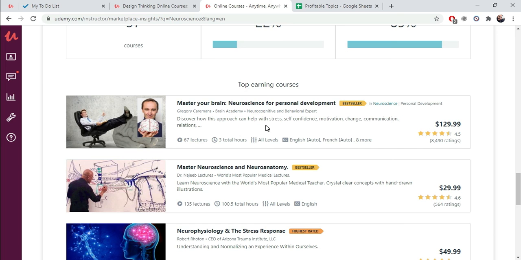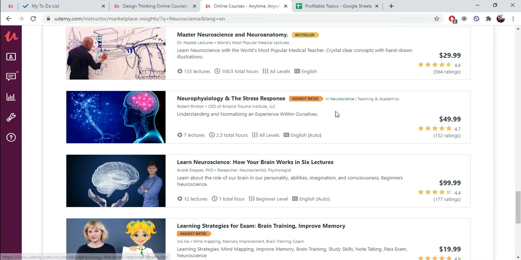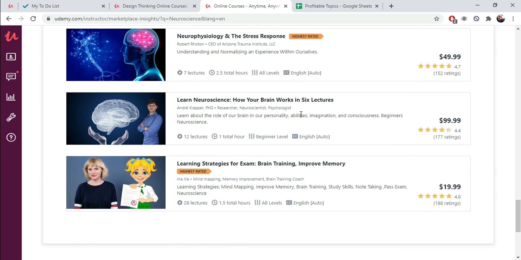Okay, discover how this approach can help with stress, self-confidence. Okay, Master Neuroscience and Neuroanatomy, 100 hours. You see what I'm talking about? Yeah, so you can see that this course is not an older one here. Neuropsychology, Neurophysiology and the Stress Response, 2.5. Okay, that's a bit specific. Learn Neuroscience, How Your Brain Works, in 6 lectures. Okay, that's pretty good. Learn about the role of our brain in our personality, abilities, imagination, consciousness, beginners.